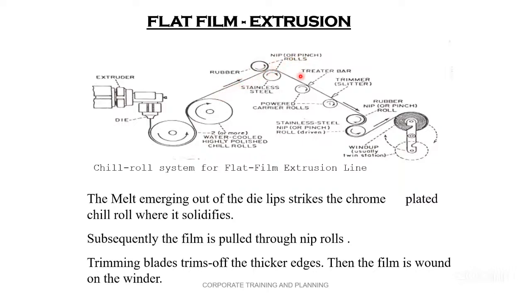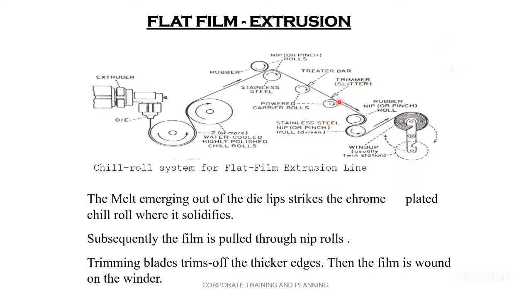It will pull. Now here is the titter bar. These are powered carrier rolls. So here is the titter bar. If you want to do some coloring or printing, you have to give corona treatment. This titter bar is there, which will give some effect there, right? Whatever static charges are produced, that can be reduced here, right?